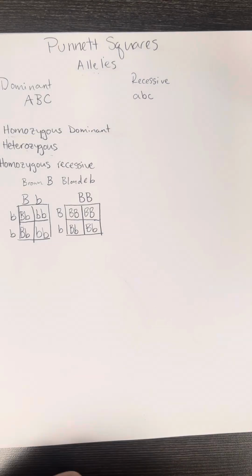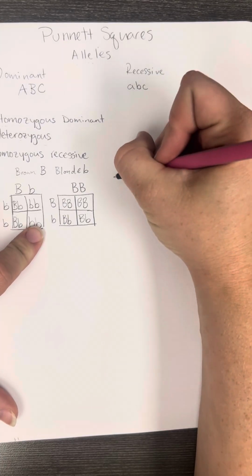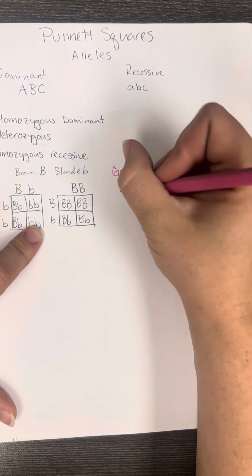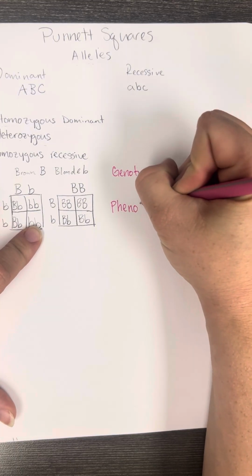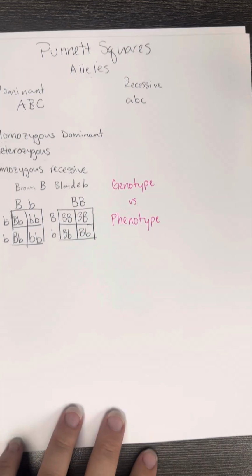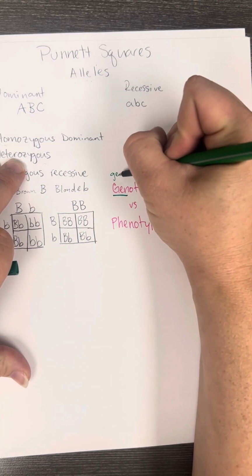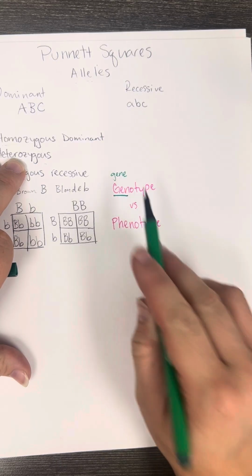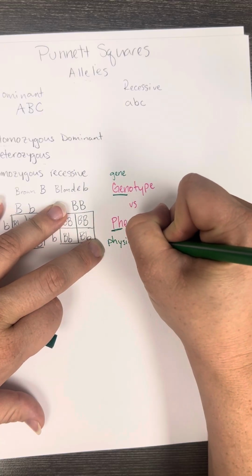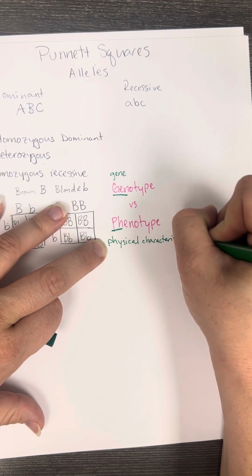Now, let's get into a couple more vocabulary words. Okay. So we have genotype and we have phenotype. So genotype is the gene itself. Okay, that's the gene code. Phenotype is the physical characteristic or physical trait. It's what you see. Okay.